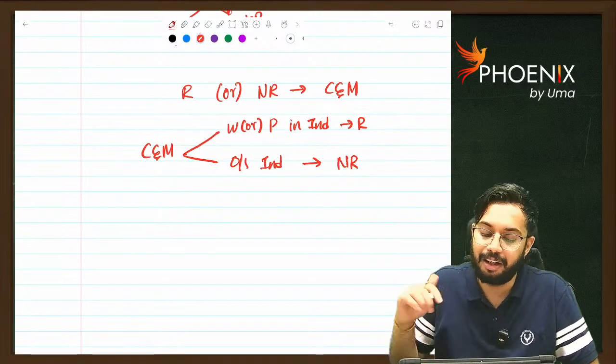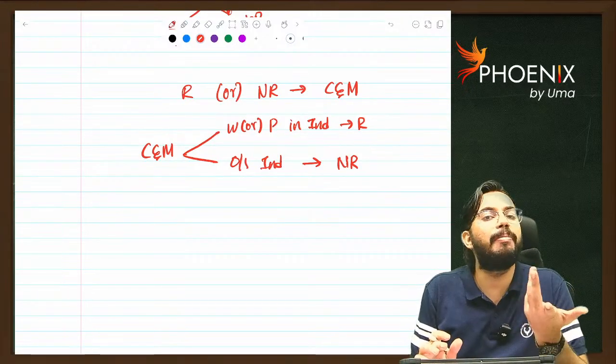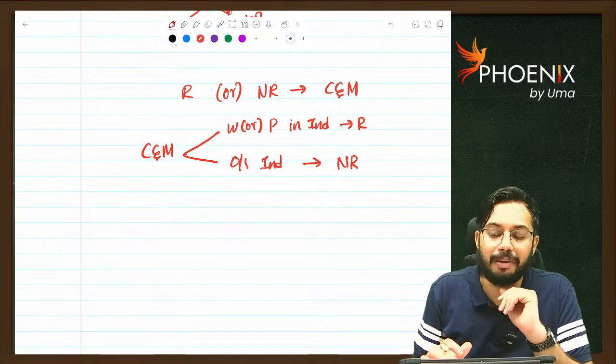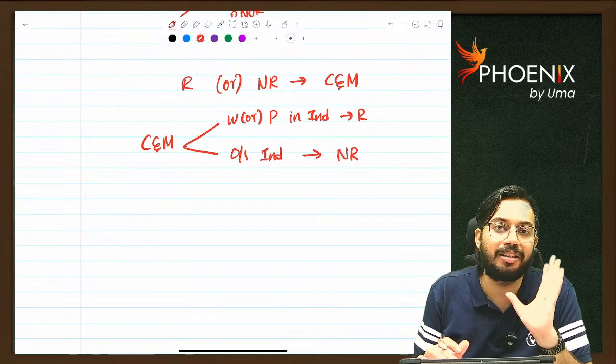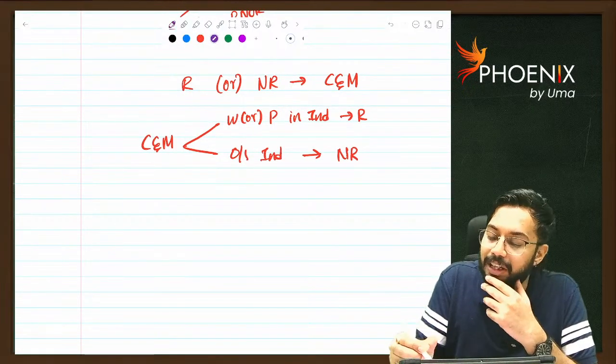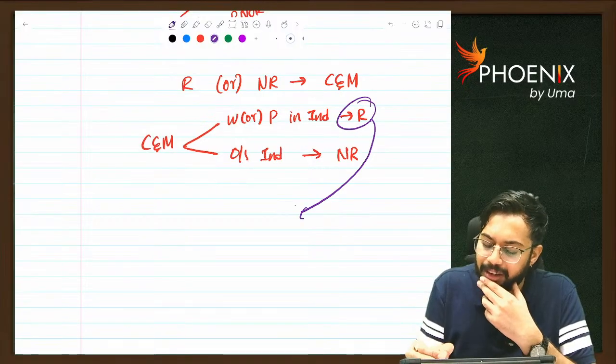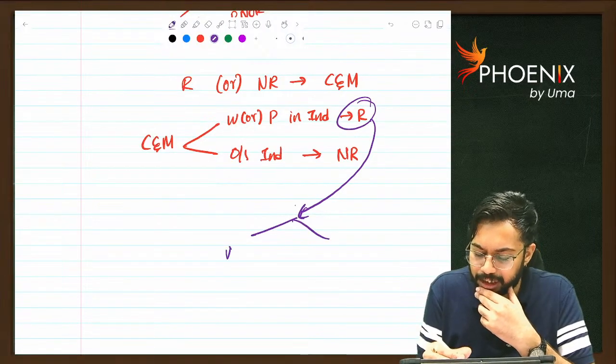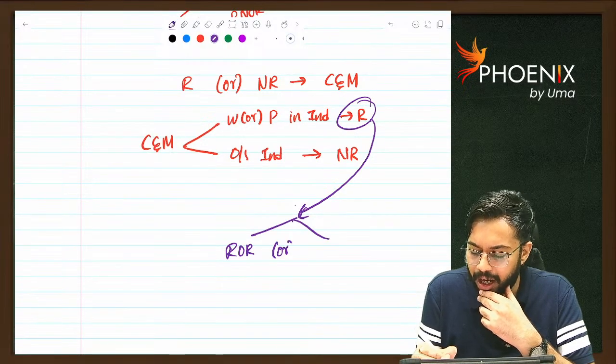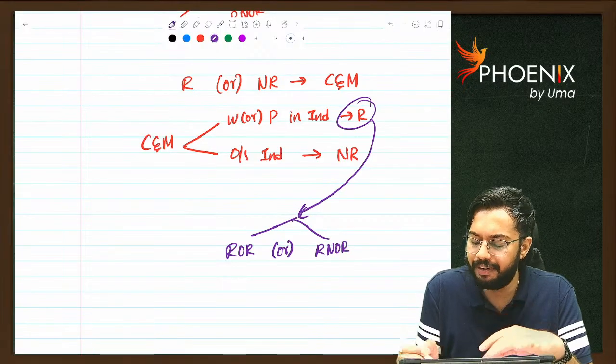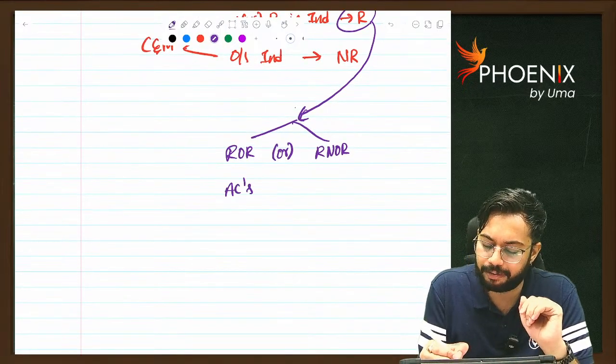Are you able to understand? Now, if control and management is outside India, then the HUF becomes non-resident. If the HUF becomes non-resident, no problem at all. But if the HUF becomes resident in India, then we need to tell whether that HUF is ROR or RNOR. How do we tell? We will check additional conditions of the Karta.